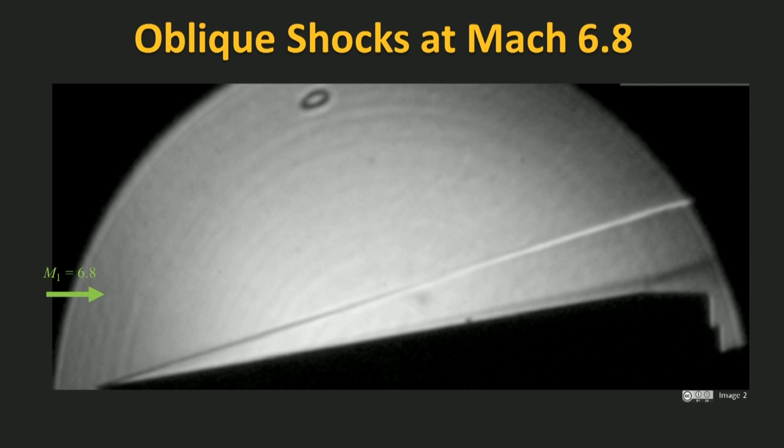The flow is from left to right at an oncoming Mach number of 6.8. The 10-degree wedge is seen as the dark shadow at the bottom of the image. We can see the oblique shock wave being generated at the tip of the wedge and passing up to the right. The shock wave remains attached to the tip of the wedge. At this relatively high Mach number, the oblique shock wave is inclined at a relatively low angle to the wedge. Note that the shock wave is straight.